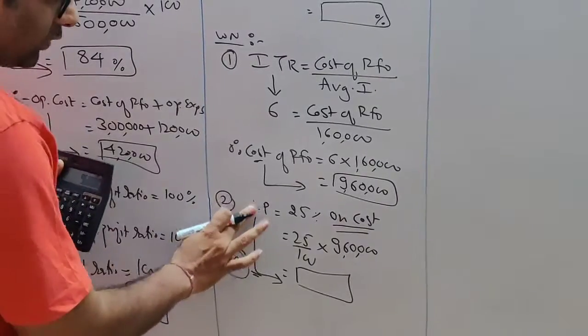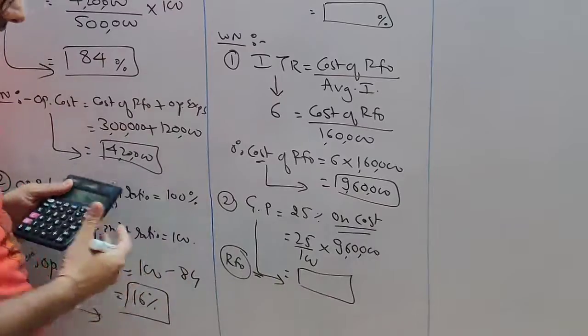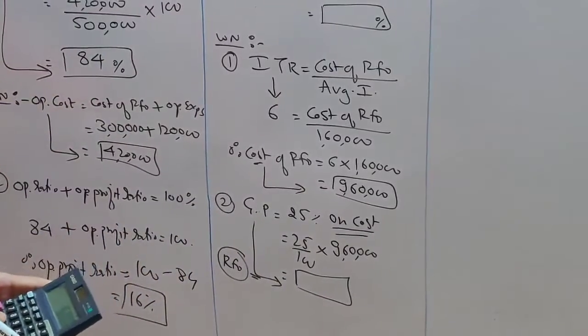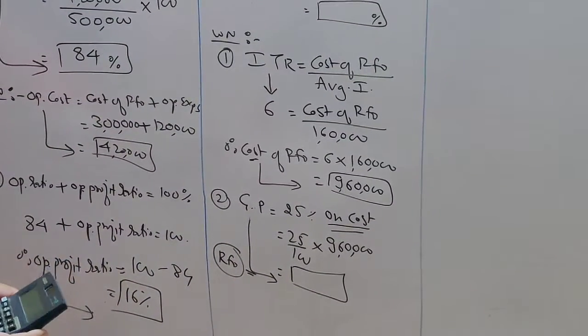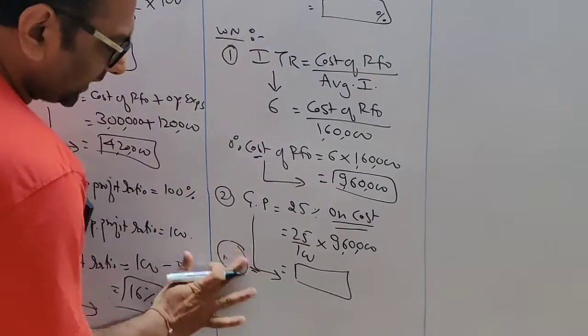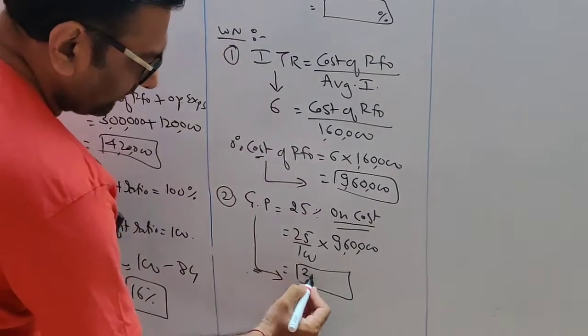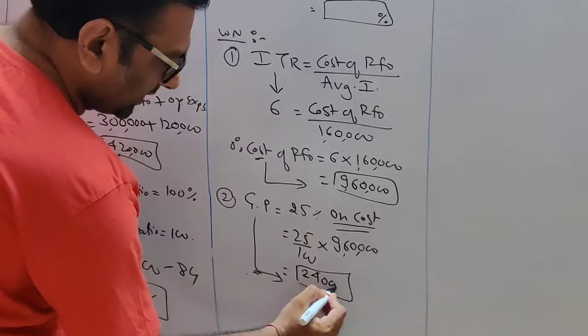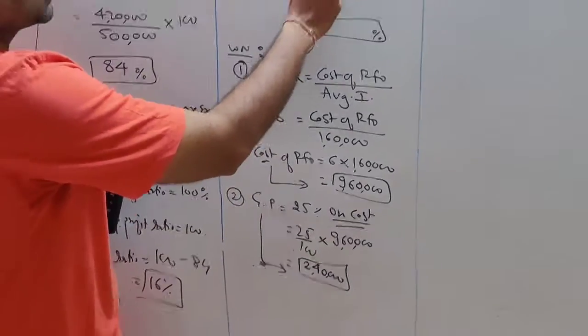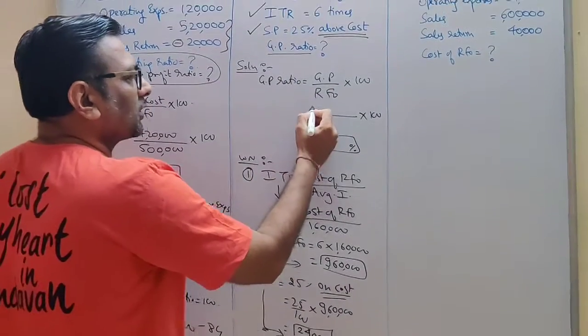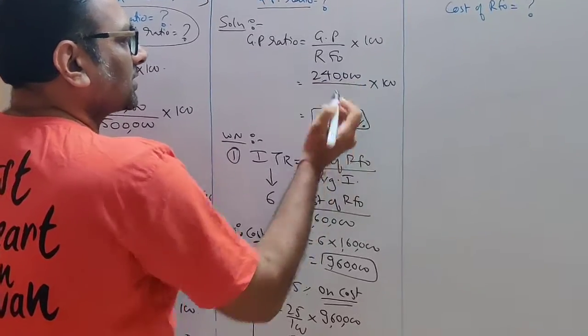It's not RFO. It's gross profit, student. Gross profit is 25%. So 25% of 9,60,000 is 2,40,000. This is not RFO, this is gross profit. 2,40,000. You need gross profit? Yes, you need gross profit. What is gross profit? 2,40,000.